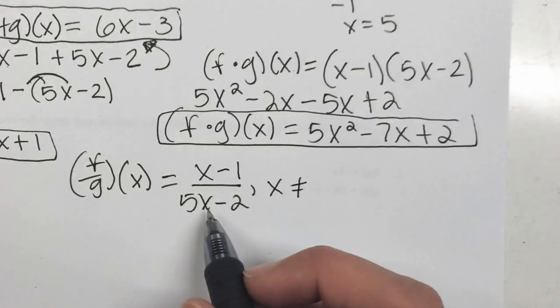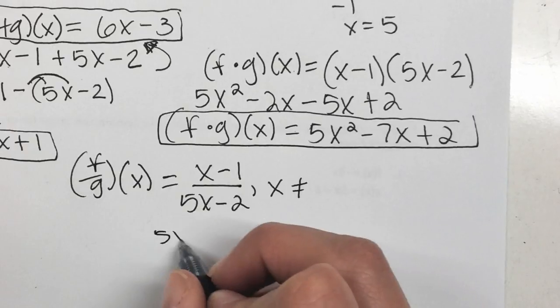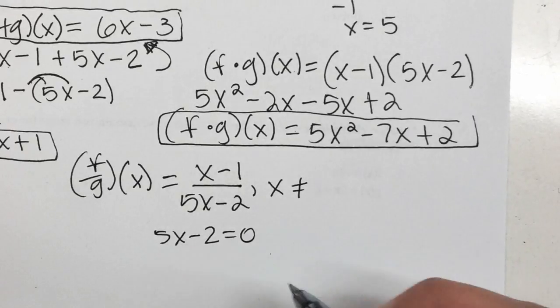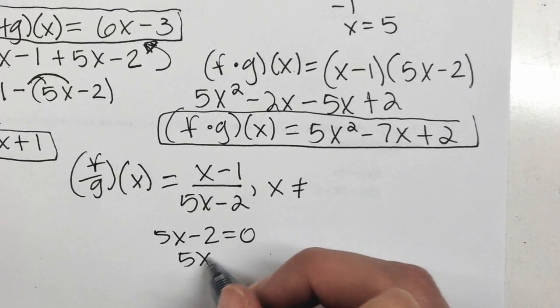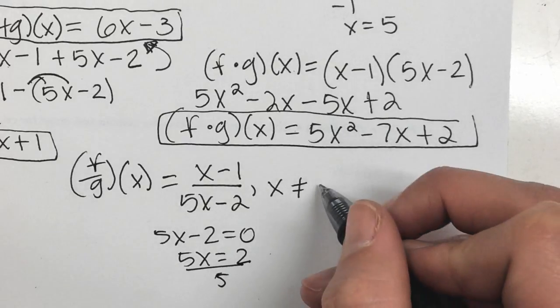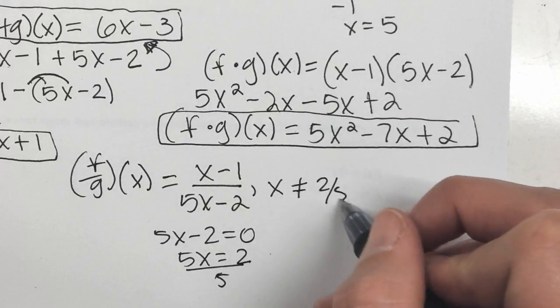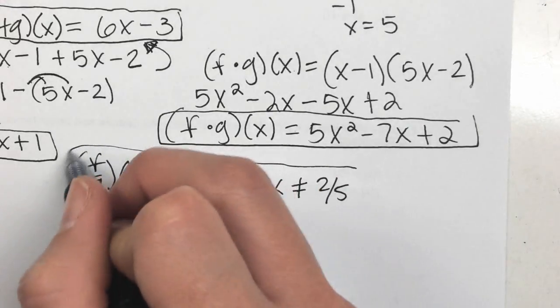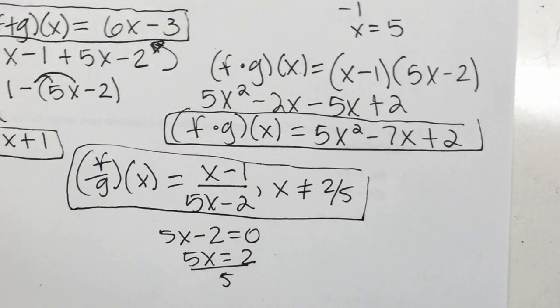Good. Set the bottom equal to 0. So we'd have 5x minus 2 equals 0. How do we solve for x? Add 2. And then, good. So x cannot equal 2 over 5. Perfect. And you can leave it like that.